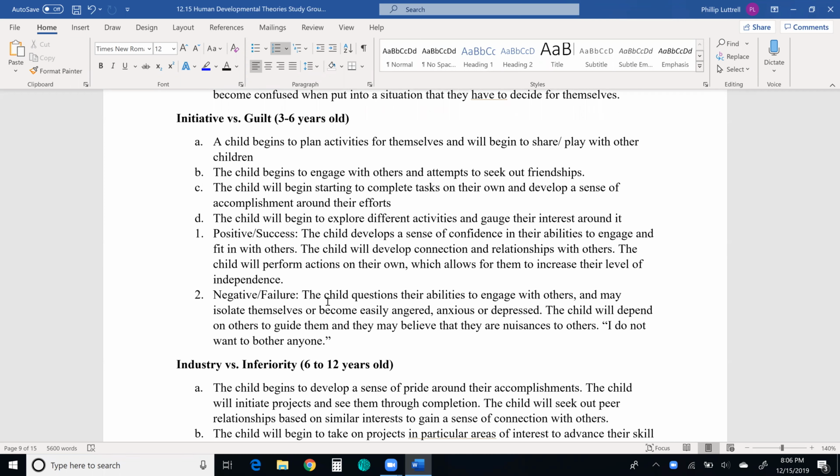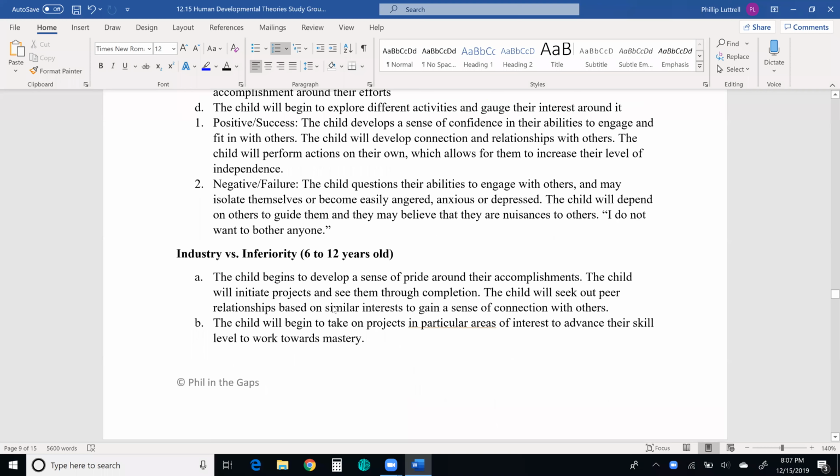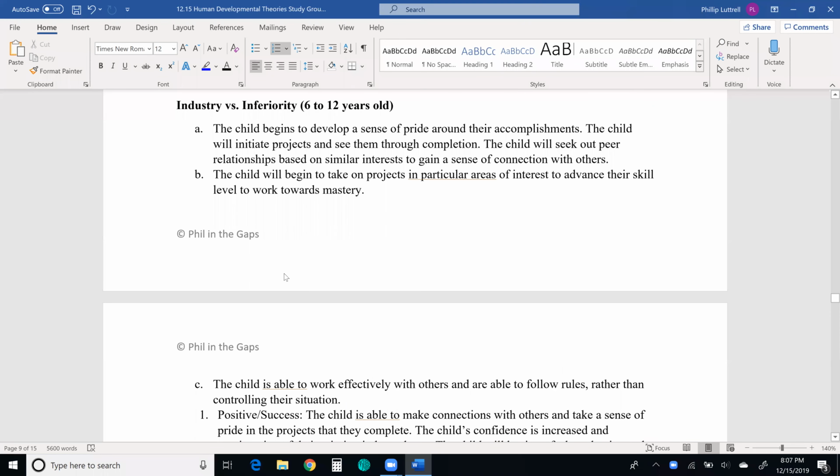So the child will then fall back and depend on others to guide them, and they may believe that they're a nuisance or that what they're doing is not what they're supposed to be doing, and that they just don't, quote unquote, want to bother anybody, or that what they did is not their best product, but it's just a product of the environment that they were put in. So they fall back on the opinion of others. So if people tell them that they're smart and intelligent, they may question it and think what the person's motive is.